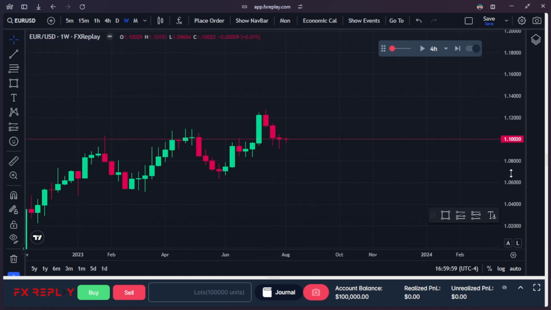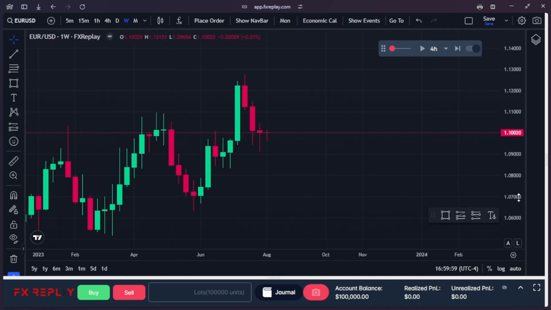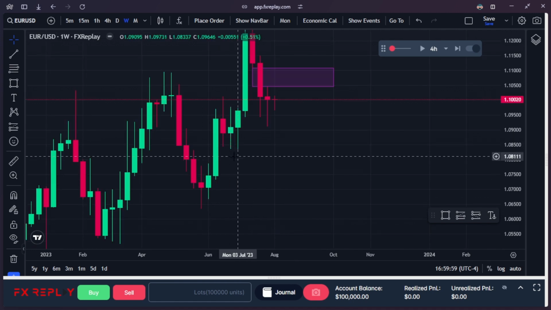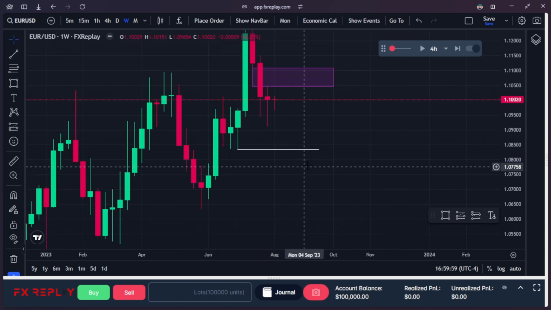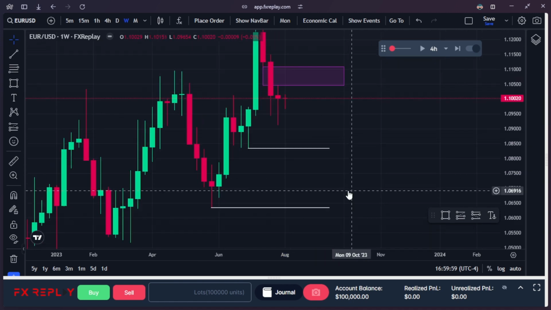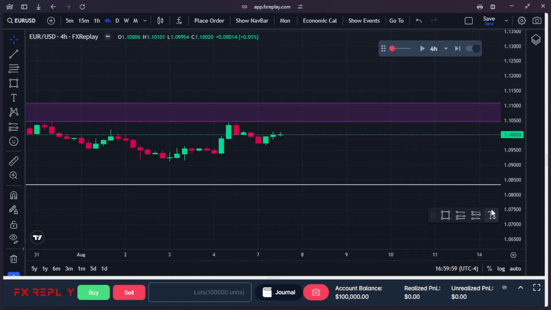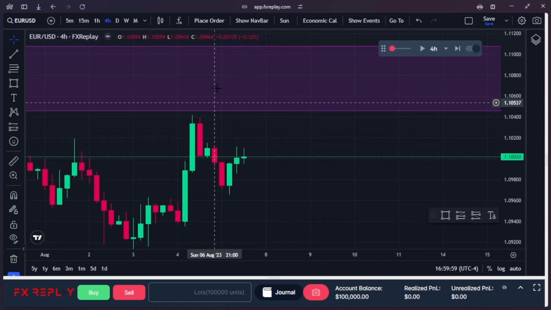On a weekly time frame, we have this fair value gap where we expect the price to tap into and take out this nearest swing low below, or possibly this swing low as well, but we will stick to the lowest hanging fruit. Let's go lower to the 4-hour time frame and wait patiently for the price to come to that weekly fair value gap.